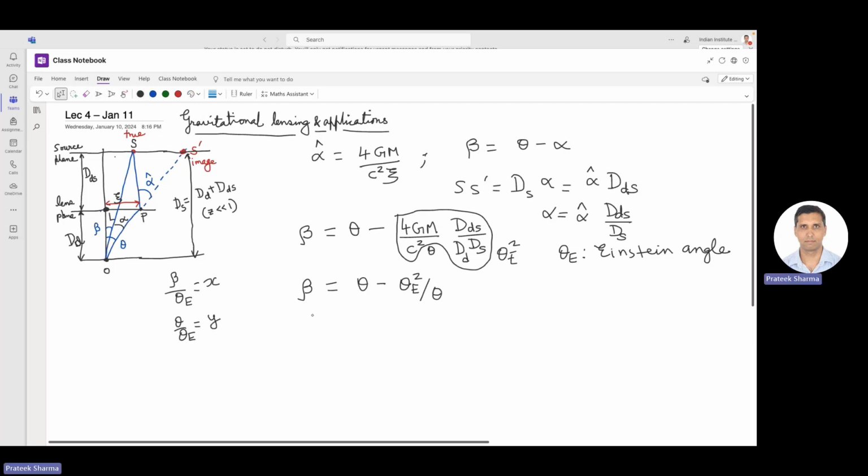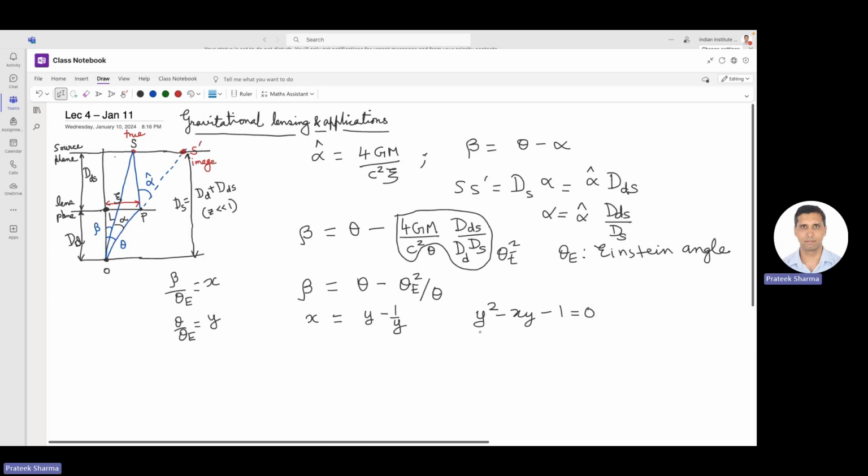So you have x equals y minus 1 by y. So x is the true location, and y is the location of the image. And you see, this will give you a quadratic. Given an x, find the value of y. You get a quadratic equation, which is y squared minus xy minus 1 equal to 0, and you can easily solve it.